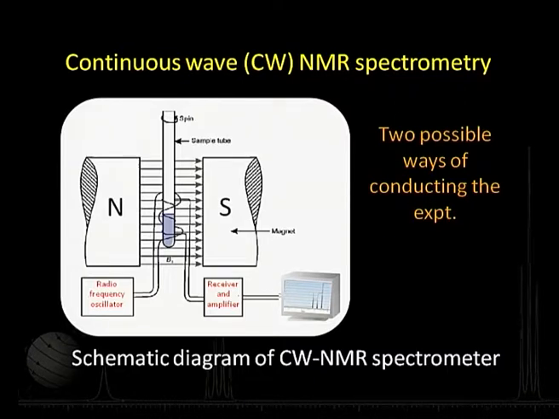Okay. So, I will get a spectrum in that process. That is what is called a frequency scan. That is, I keep the field fixed and scan the frequencies.